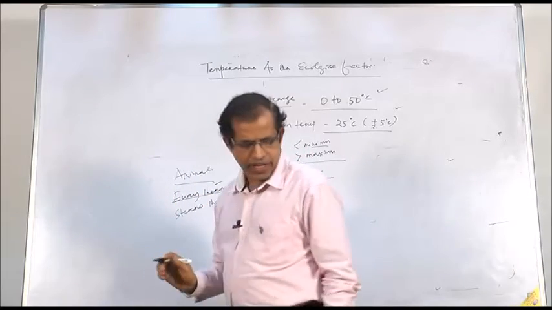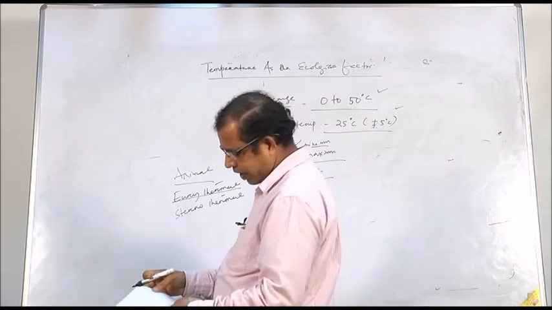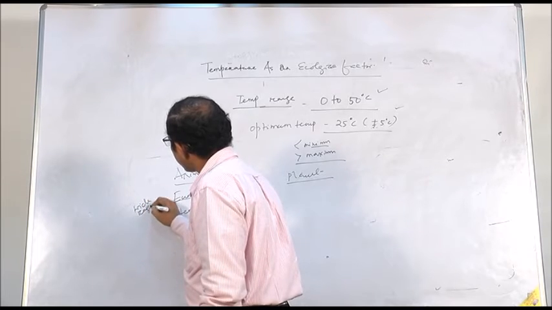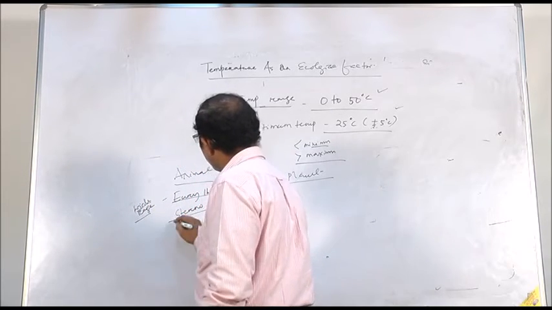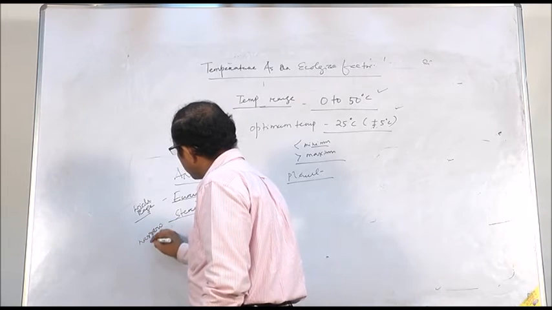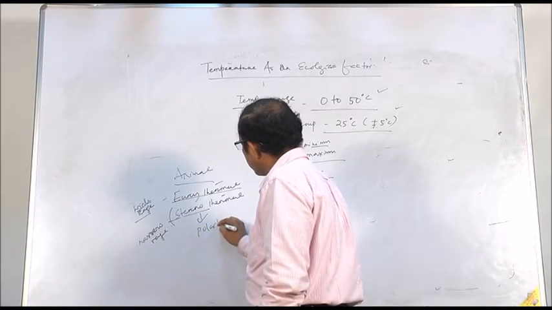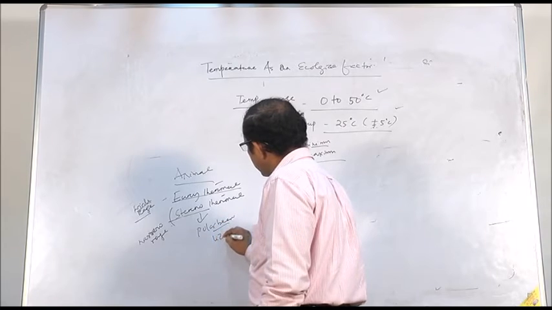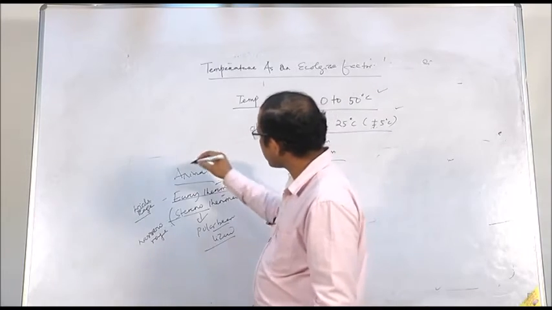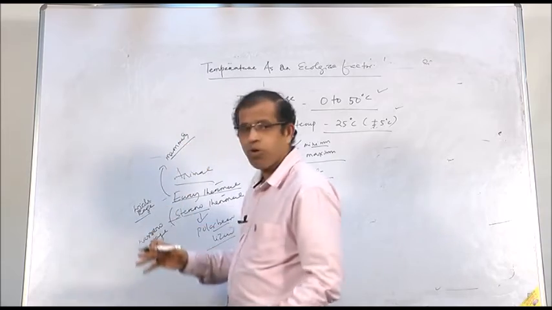Eurythermal means, you will find, warm blooded animals, a wide range of temperature they can withstand. Stenothermal means a narrow range of temperature. For example, you can take your polar bear, then your lizard, they can withstand a narrow range of temperature. Like your mammals, they can withstand a wide range of temperature.